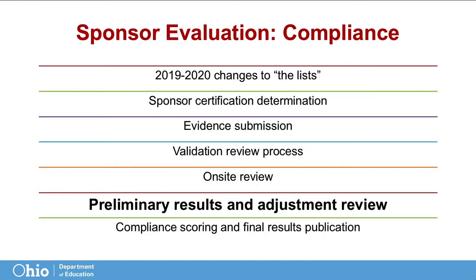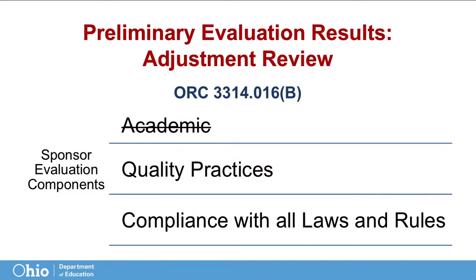Next, we will discuss preliminary results in the adjustment review process. Ohio Revised Code 3314.016b requires the department to provide community school sponsors an opportunity to review preliminary results for two of the three components on which sponsors are evaluated: the quality practices component, and the component on compliance with all applicable laws and rules.